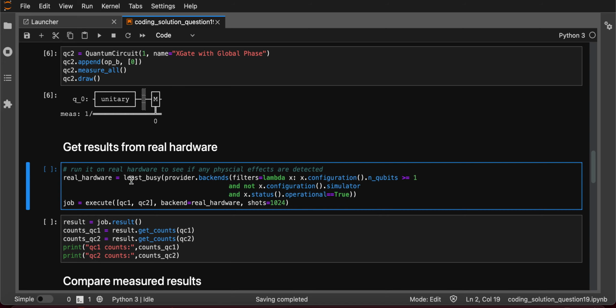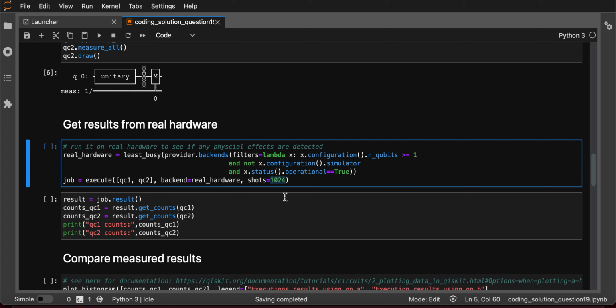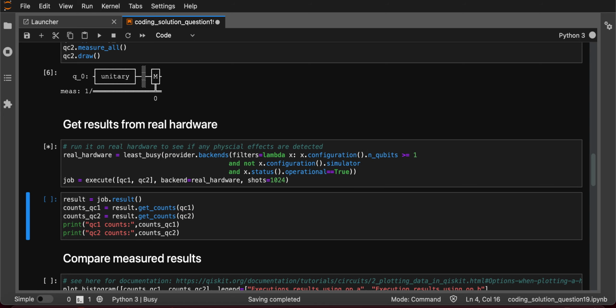So that'll give us the least busy backend, and then we can give it an array, the execute function for that backend, an array of quantum circuits so that we don't have to run them in different jobs. And with 1024 shots should be enough to sample the probability space and to understand what the mean values look like.